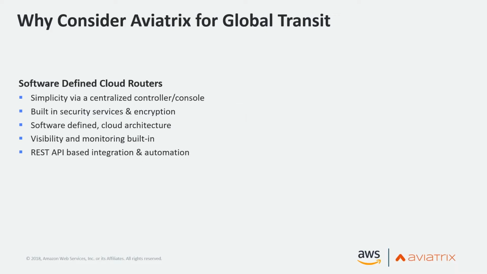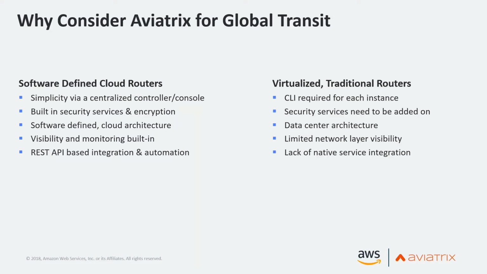So I have gone through the three areas. In summary, the Aviatrix solution brings simplicity to the transit through our central controller, and we have built-in security and encryption. We believe in network isolation. We do not allow lateral movement, like you would do as best practice for your data center, and it's software defined. We have visibility, monitoring, and logging built in out of the box, and REST API for automation. Compared to your traditional vendor solutions, it will give you a very different experience.